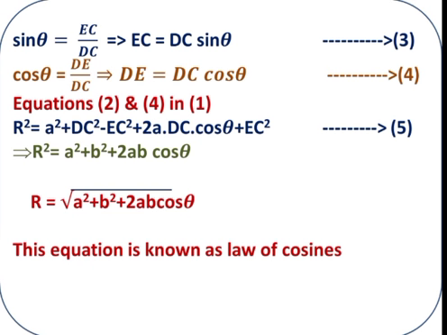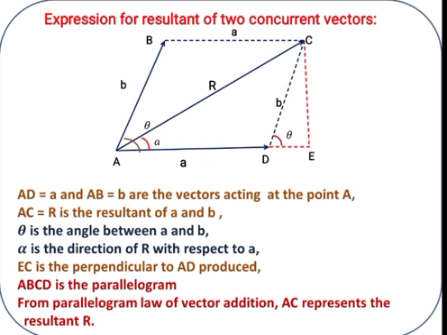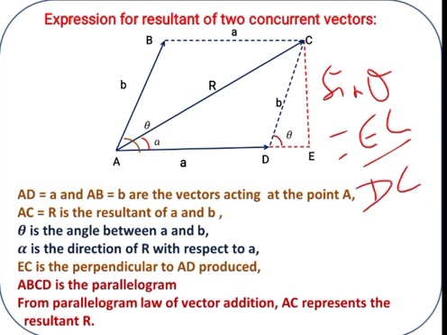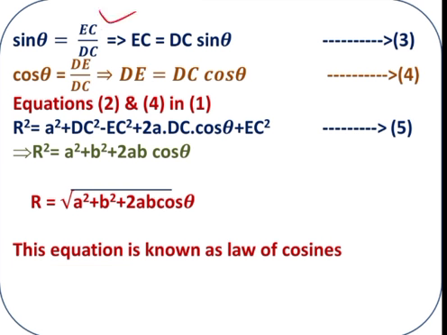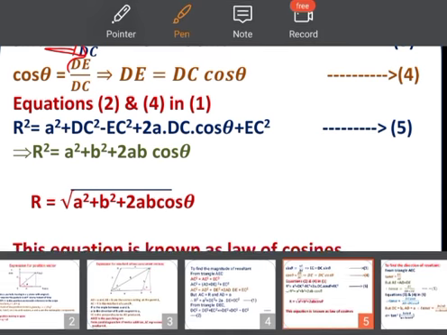Next step. From the previous triangle, from this triangle DEC, what is sin theta? This is an angle. Which one is the opposite side? CE is the opposite side, DE is the adjacent side, DC is the hypotenuse. Okay. So, what is sin theta from this triangle? Sin theta is equal to EC or CE divided by DC. Correct? Then cross multiply. EC is equal to DC into sin theta. Call it equation number 3 according to our convenience.